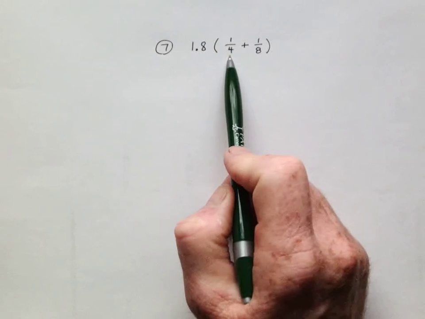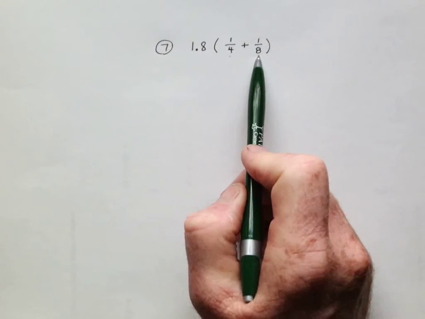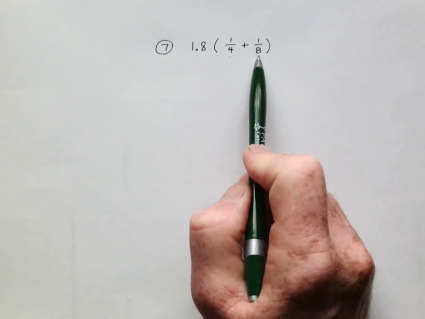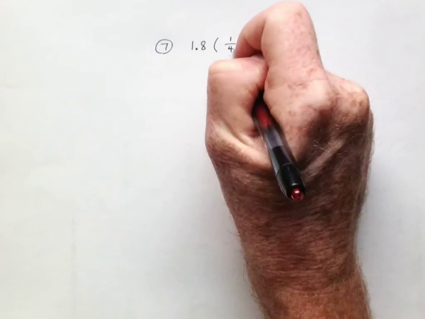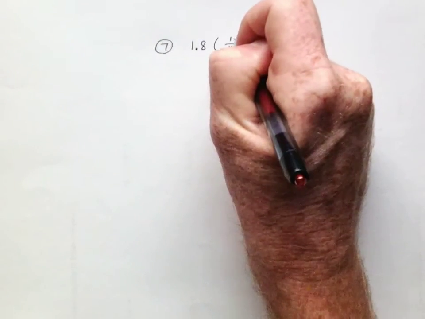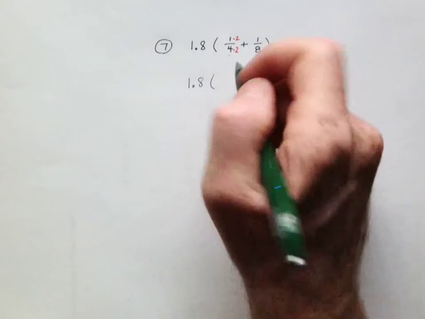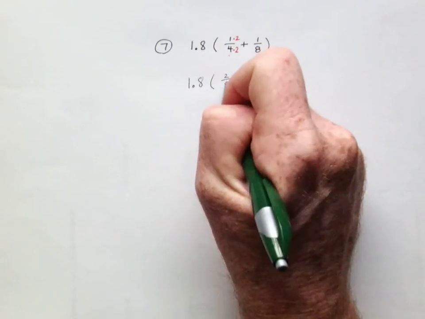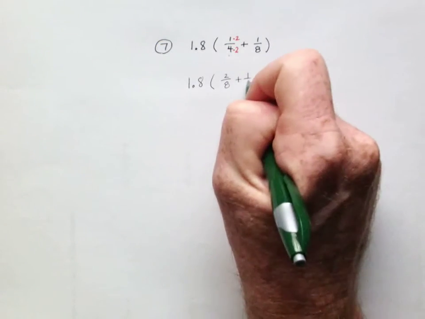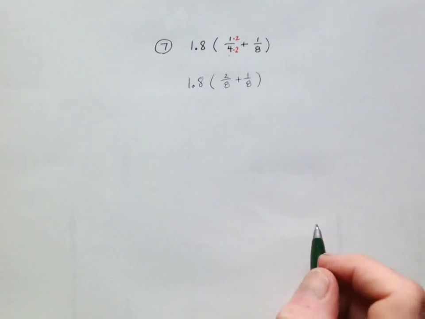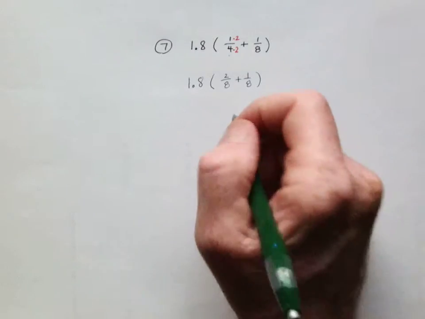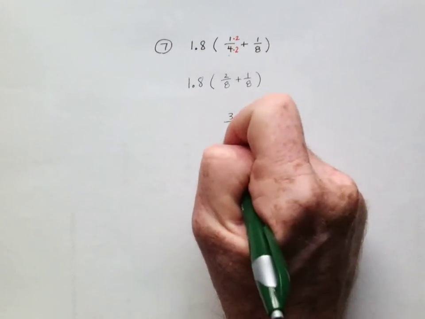There's parentheses, so I need to work inside the parentheses first, get a common denominator, which is going to be an 8. So this one I could multiply by 2 on the top and the bottom. I'm going to deal with this 1.8 later. Working inside the parentheses, this would be 2/8 plus 1/8. And then inside the parentheses, when you add those two, it is 3/8.